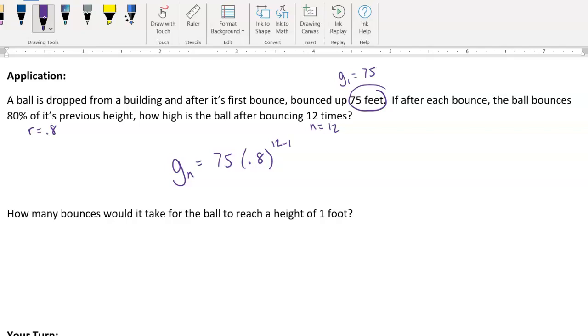And when you do that, you can just do that on your calculator. I'll have you practice one in a second. You can just type that whole thing in your calculator all at once. When you do that, you get 6.4, and this would be measured in feet.